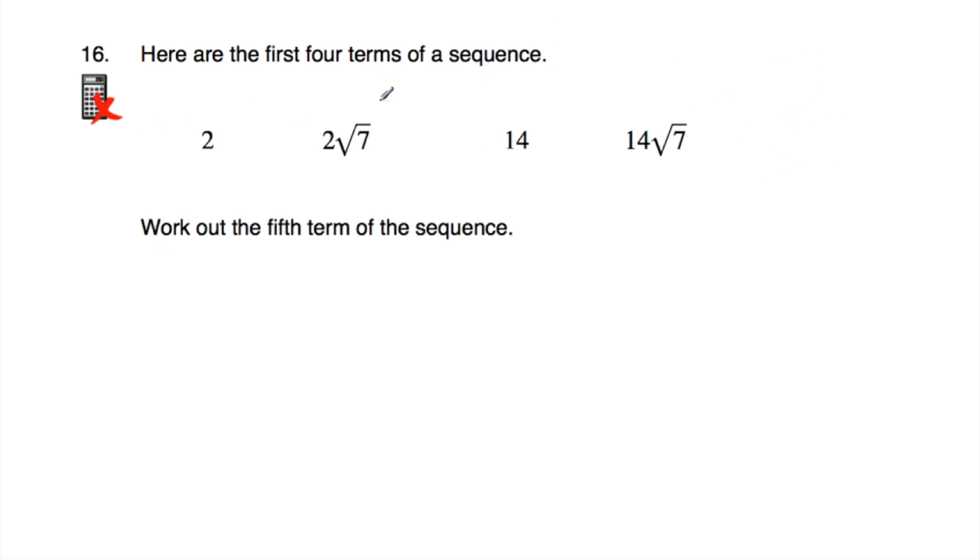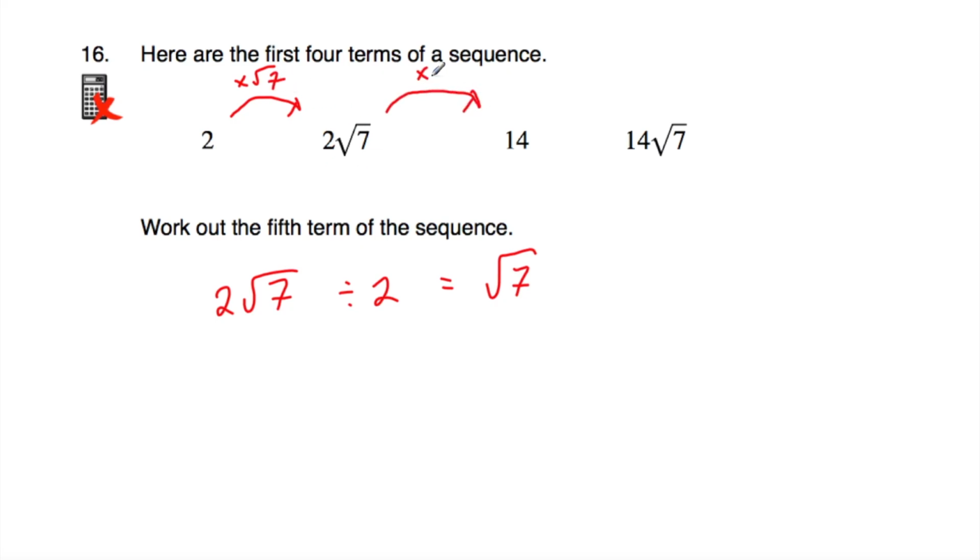To find what we're multiplying by, we can just divide a term by the previous term. So if we take our 2 root 7 and we divide that by 2, we can see what we're multiplying by. And 2 root 7 divided by 2 would just be root 7. So we're multiplying by root 7 each time, because if you take 2 and you multiply that by root 7, you'd get 2 root 7.